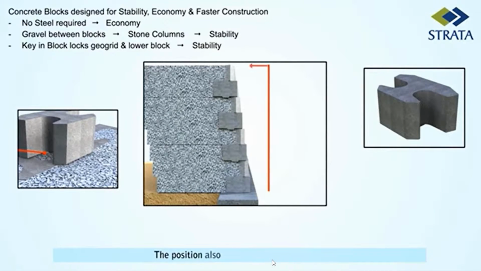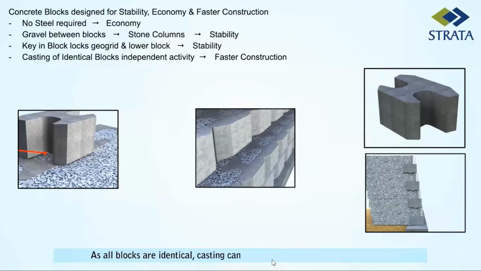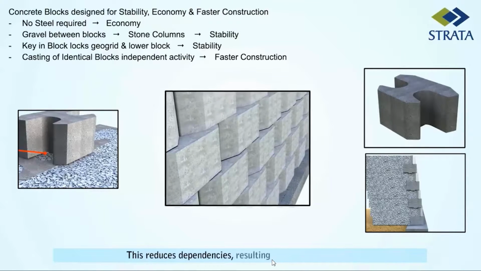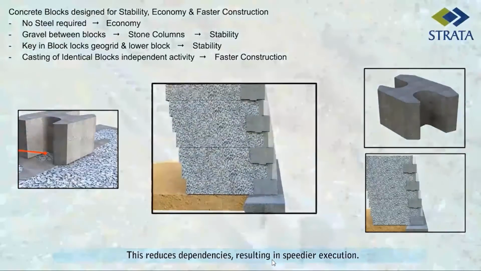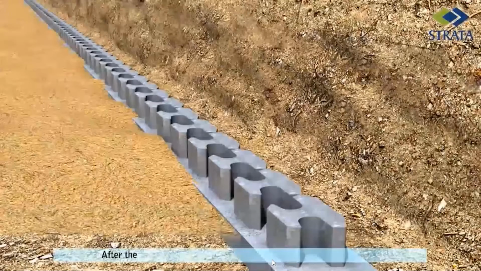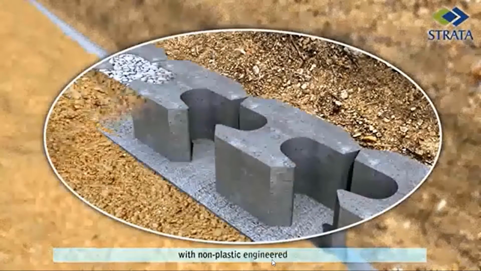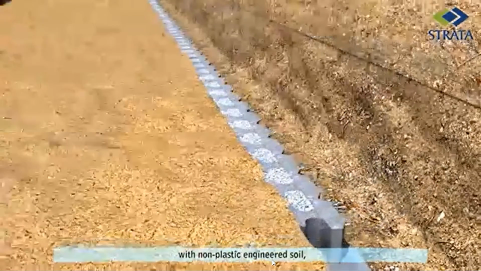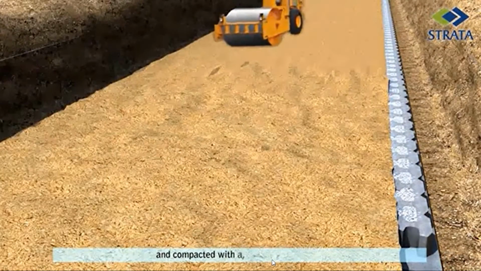The position also ensures a backward batter. As all blocks are identical, casting can commence prior to design approvals. This reduces dependencies, resulting in speedier execution. After the first layer of blocks, the reinforced soil zone is now backfilled with non-plastic engineered soil and compacted with a vibratory compactor.